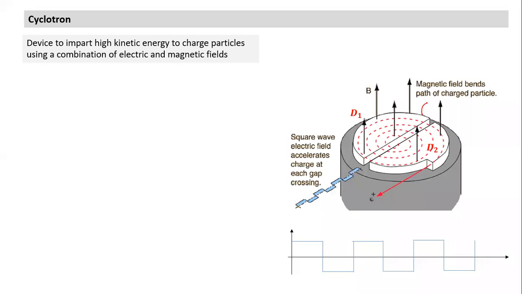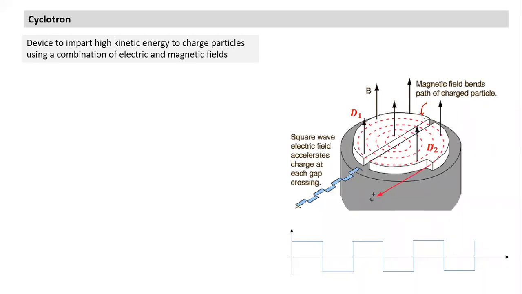Anything about metal, inside the metal there's no electric field because of the shielding effect. These 2 D's are created with a vacuum inside. Why a vacuum? When the charged particle moves, if there's an air particle present and it collides with the air particle, it loses kinetic energy. So the 2 D's are vacuum chambers, and let's see how they function. We have created 2 D's and evacuated them so there's minimum air or any other gas particles inside.